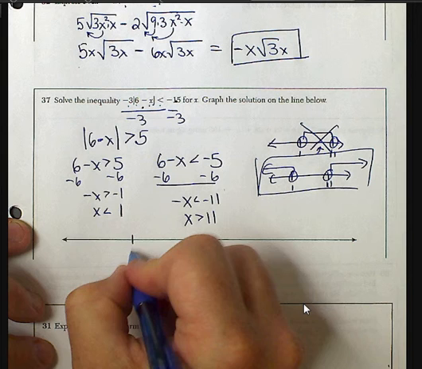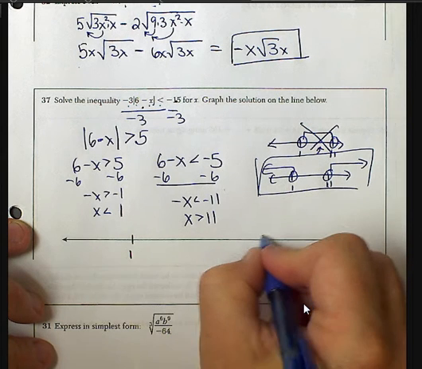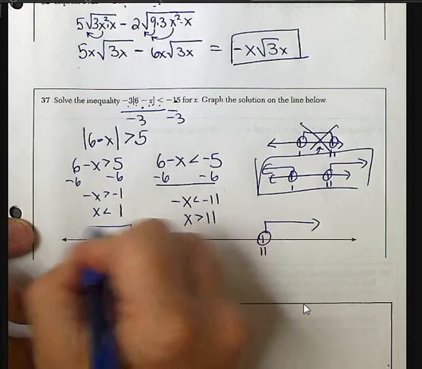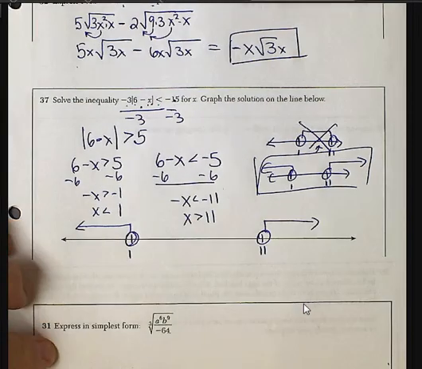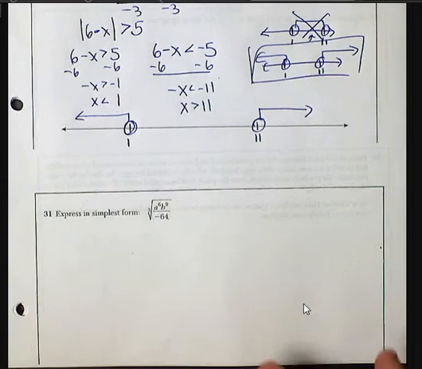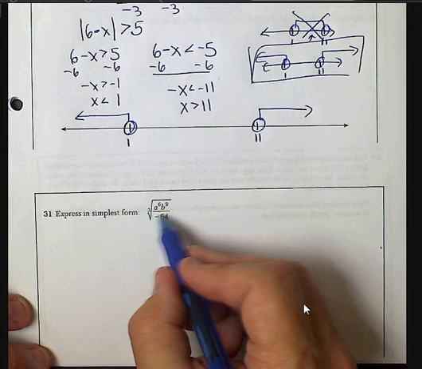So that's what I'm going to graph. There's 1. There's 11. We're open. We're going this way. We're open. We're going this way. And that's your answer. Next and last question for worksheet number 9, sorry, is we're taking the cube root of this.